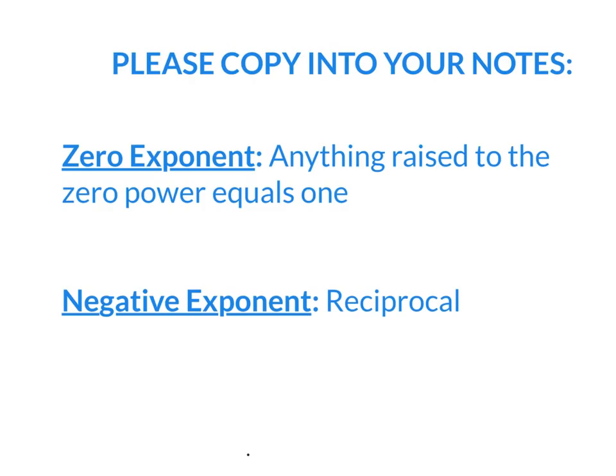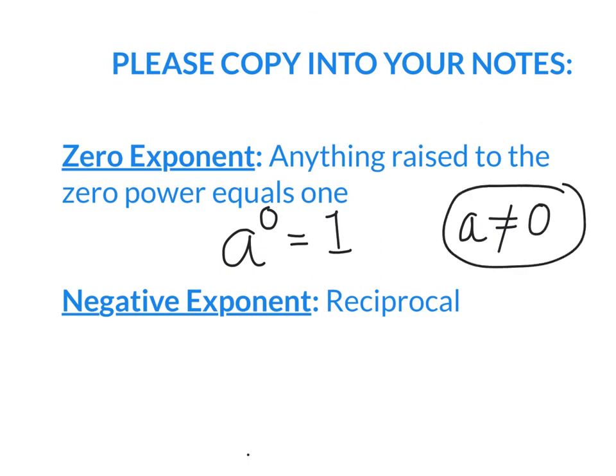So please copy these definitions into your notes. A zero exponent tells us anything raised to the 0 power equals 1. So if I have a to the 0 power, that's equal to 1. Again, something you'll see in algebra is that technically a cannot equal 0. So 0 to the 0 power is not equal to 1, but that's something you'll see more of next year.